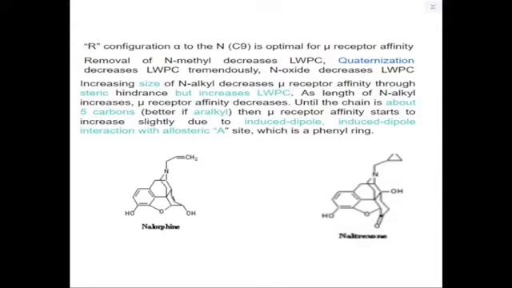So I was just pointing out that the R configuration of carbon 9 in morphine is very, very important, and it is alpha to the nitrogen. So when you look at this, this is our nitrogen, then this is carbon 9. It is alpha to the nitrogen. And we are saying it's optimal for mu receptor affinity. Removal of the N-methyl decreases it. Quaternization also decreases it because you will also decrease the lipid water partition coefficient.